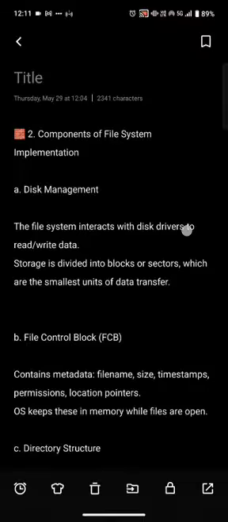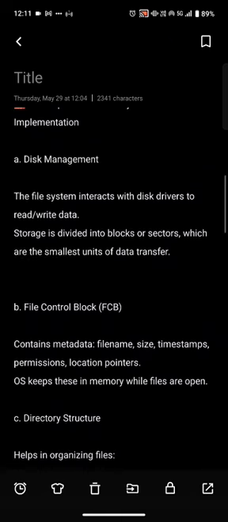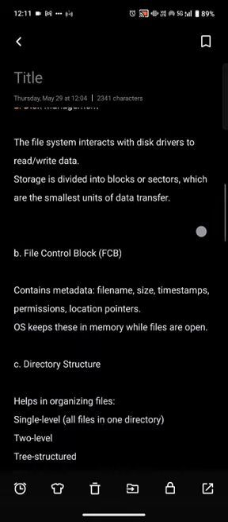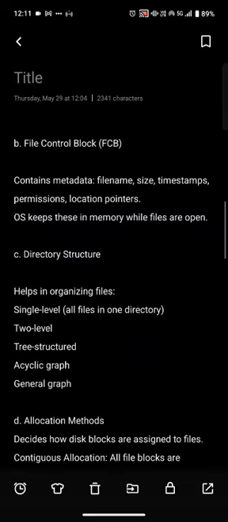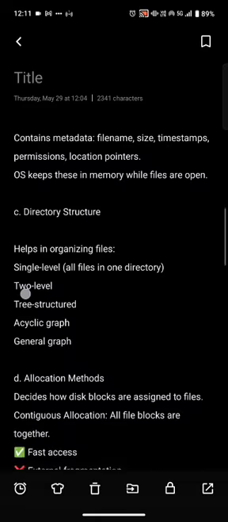First, disk management. The file system interacts with the disk drives to read and write data. Storage is divided into blocks or sections, which are the smallest units of data transfer. Second, file control block, FCB, contains metadata: file name, size, timestamps, permissions, location, pointers. The OS keeps these in memory while files are open.